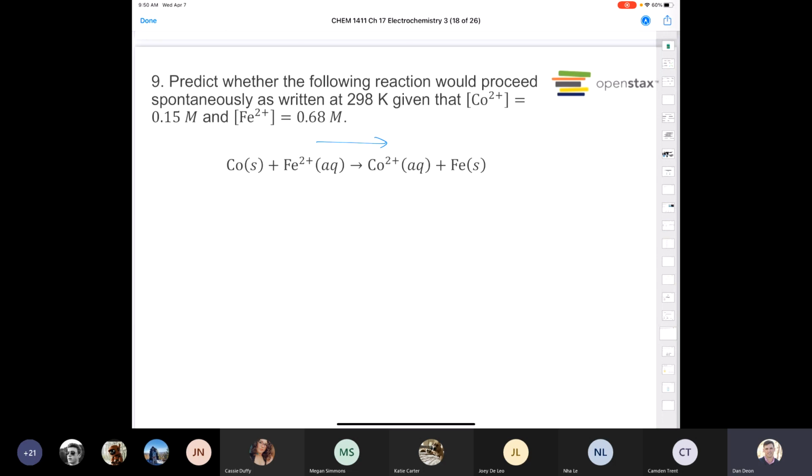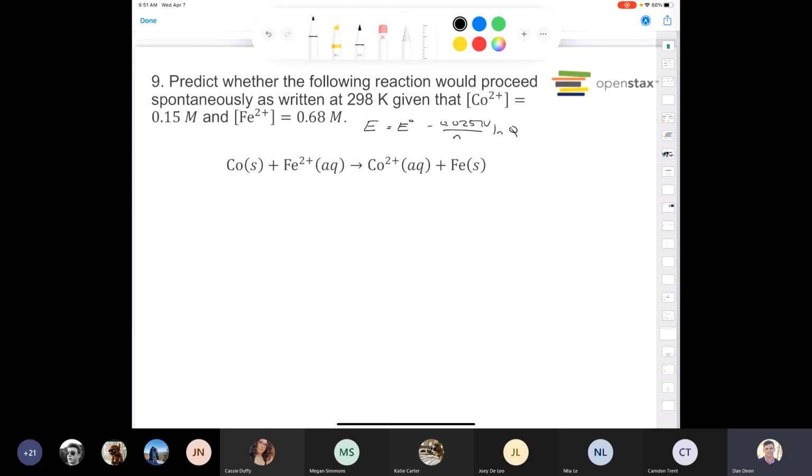Well, there's nobody here that can't calculate a Q, right? We've calculated so many Qs throughout this course. And the formula that we're going to use to solve this is that E of our cell is going to be equal to the standard cell potential, subtract 0.0257 volts divided by the number of electrons transferred multiplied by the ln of Q.